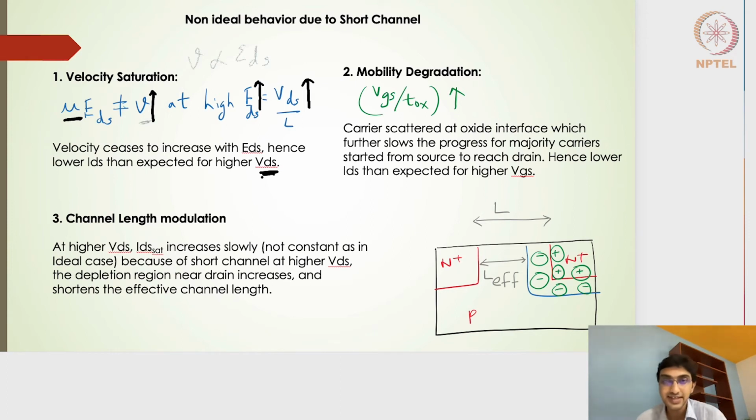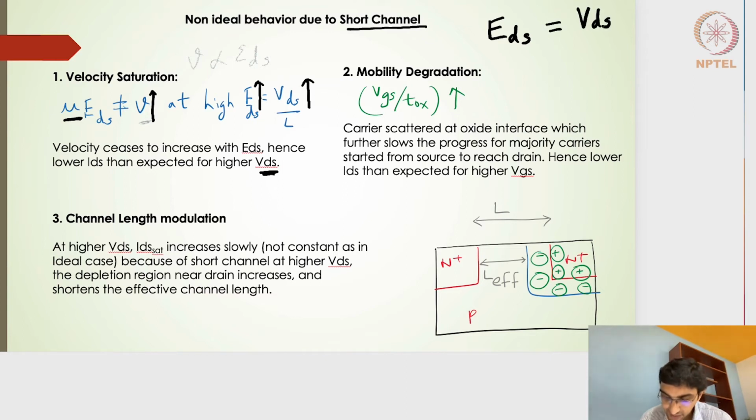Right, in an ideal characteristic, as the VDS kept on increasing, we used to get a higher IDS value. But in a non-ideal characteristic, due to the short channel, the non-ideal characteristics are always seen in a shorter channel where the channel length is less than 1 micron. So in that case, the velocity ceases to increase with a very high increase in the EDS. So remember, another thing is, EDS is a parameter of the channel length.